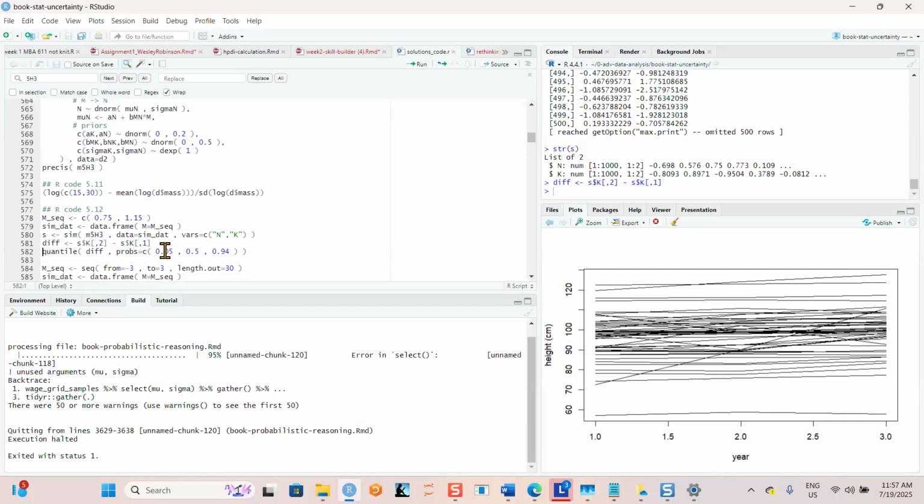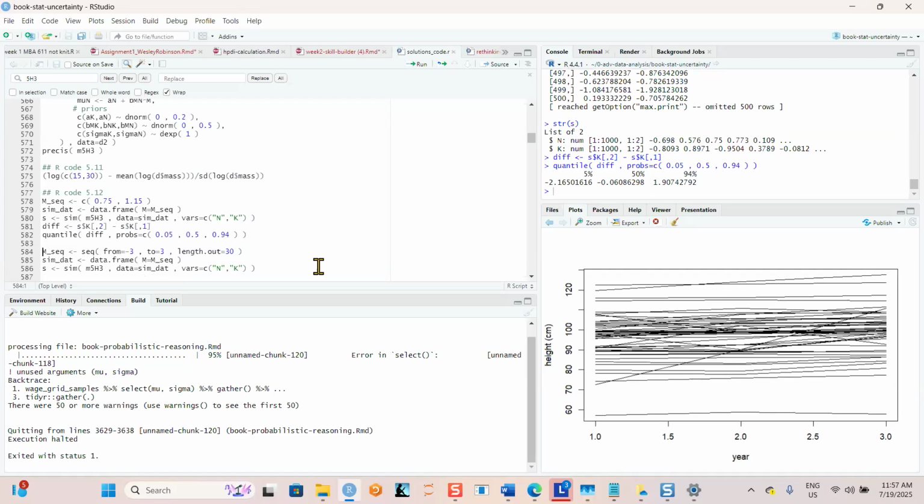And we can do quantiles, but why can't we do HPDI? But let's just do quantiles for the moment. And we get a 5%, a 50% quantile, and a 94% quantile. That's what we've asked for. So we kind of do a little study of what this is. This is the median. This is close to the max. This is close to the min.